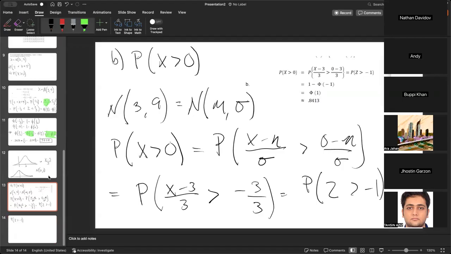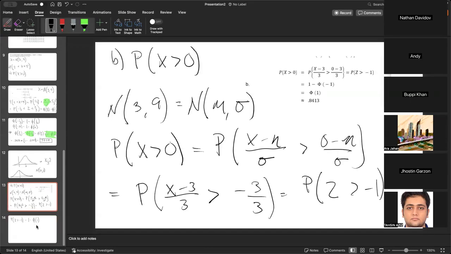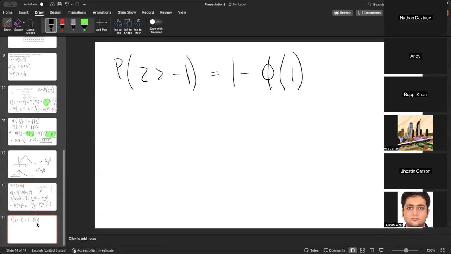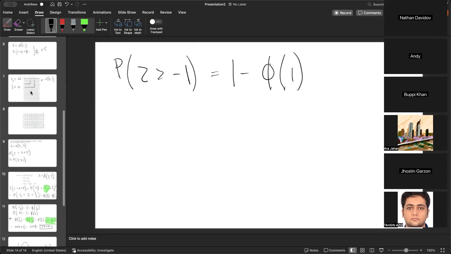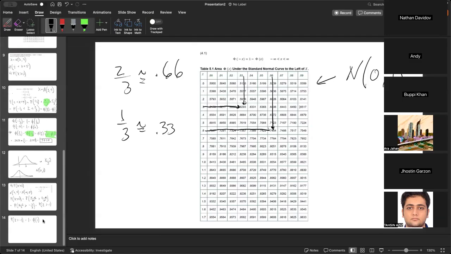That's just going to be equal to 1 minus phi of 1, right? What's phi of 1 here? Oh wait, I'm making a mistake. Where is my mistake?